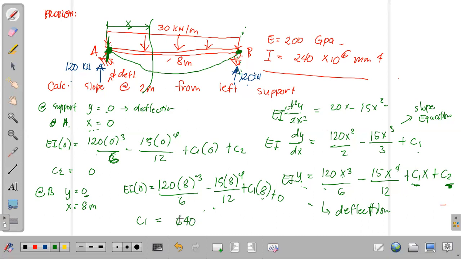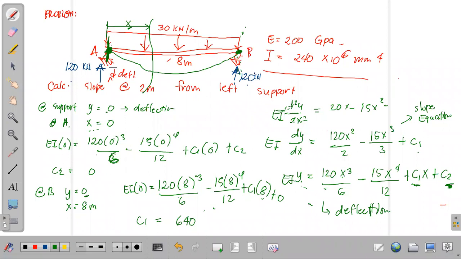Ma'am, 5120. So, ano yung tamang sagot? O majority? 640 or anong isa? 5120, ma'am. Wait lang, kuha lang ako ng calculator. So, tama ba yung sagot natin dito? Ma'am, 640. 8 cube 640.